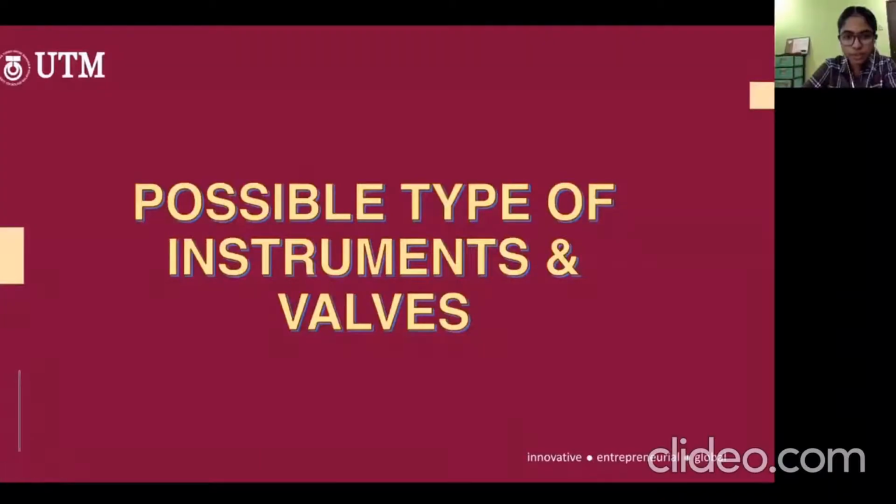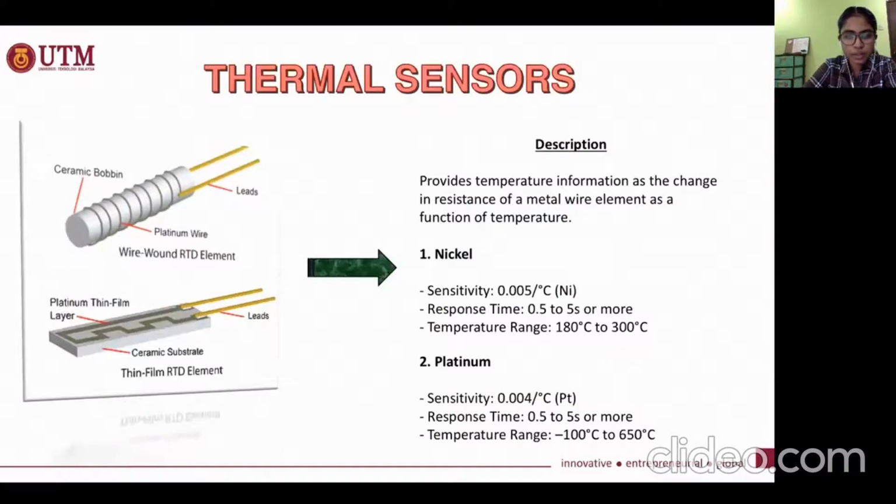There are a few possible types of instruments and valves. So, moving on to thermal sensors. The first one is the RTD, which is the resistance temperature detector, where the temperature information is provided in the form of change in resistance of a metal wire element as a function of temperature. There are two types, nickel and platinum. The obvious difference will be in the temperature range.